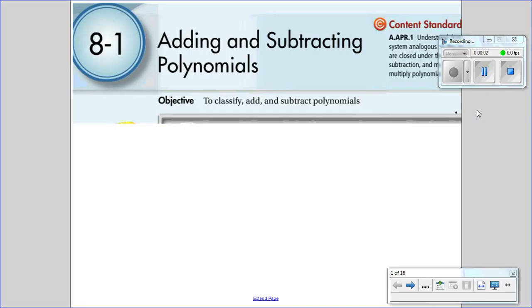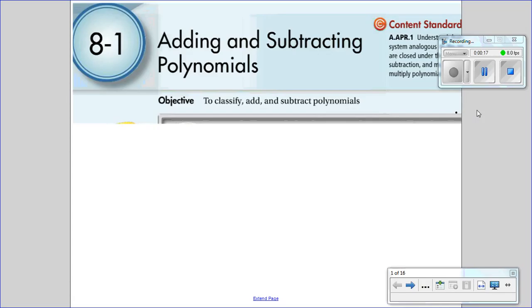Chapter 8 is getting into polynomials, and we'll explain what polynomials are. We got a few things for this section. We need to find out how to add and subtract polynomials, and to do that we have to identify some different things about polynomials.